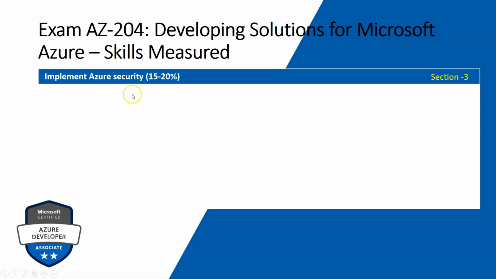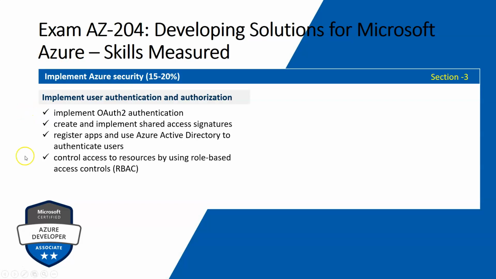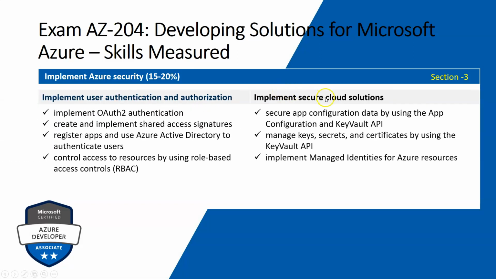Section 3 is implement Azure security. It covers 15 to 20% of the question set, and it covers user authentication and authorization, and implementing secure cloud solutions. So basically here we'll talk about OAuth 2 authentication. We'll talk about Azure Active Directory and we'll see hands-on RBAC, which is role-based access control. We'll also learn how to secure Azure applications using app configuration and Key Vault API.